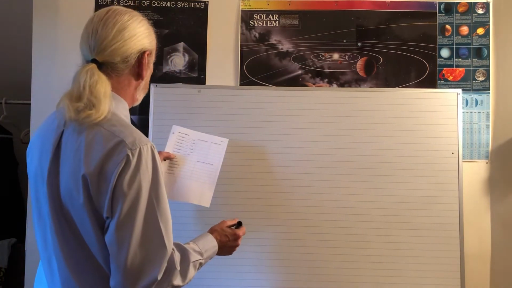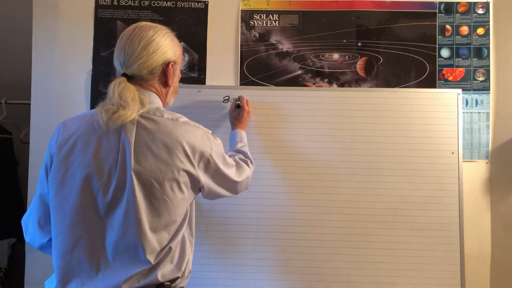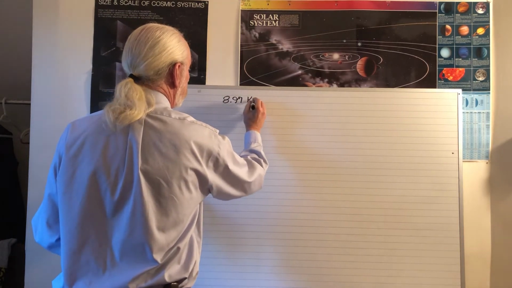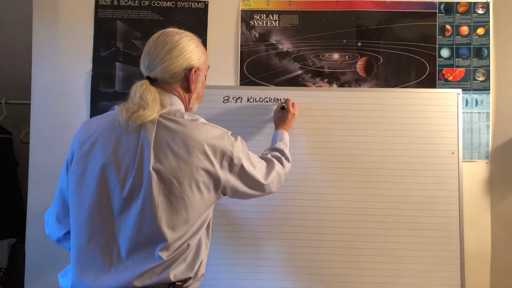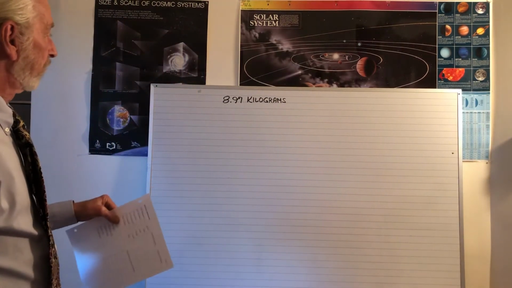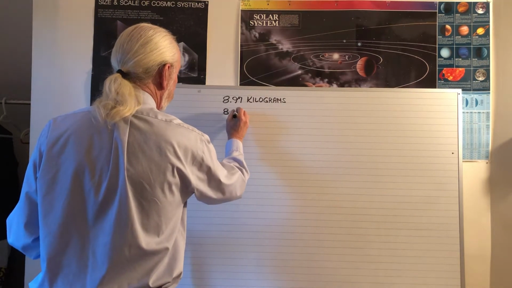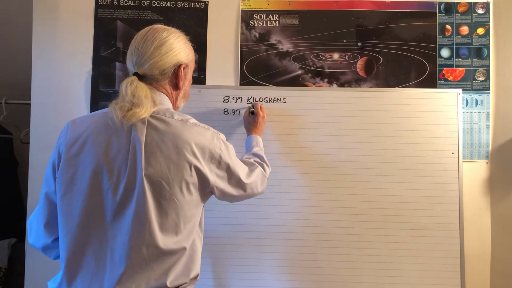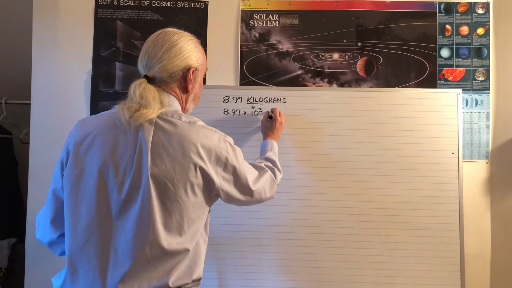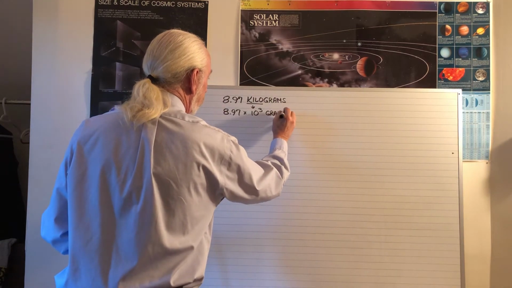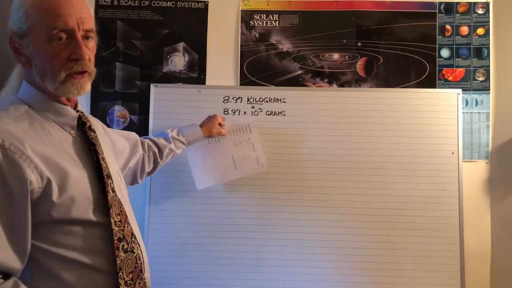Here's our first one, 8.97 kilograms. So first I will convert that into scientific notation. 8.97. This kilo, I'm going to replace that with 10 to the 3rd grams. See how easy that is? All right. Now, I'm going to convert this into standard notation.